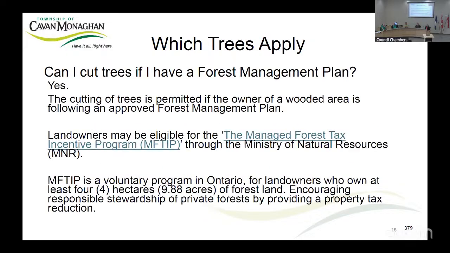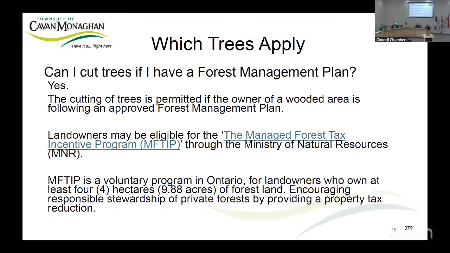Can I cut trees under a forest management plan? A number of the people at the open house had active forest management plans. And as I talked to more and more people, I expanded on this a little bit. I'm not an expert in this, but I can give you what I got off the website. Landowners may be eligible through the Managed Forest Tax Incentive Program, the MFTIP program. It's done through the Ministry of Natural Resources. It's a voluntary program for landowners who own at least 4 hectares of forest land, and it encourages the responsible stewardship of private forests by providing property tax reduction to that area.